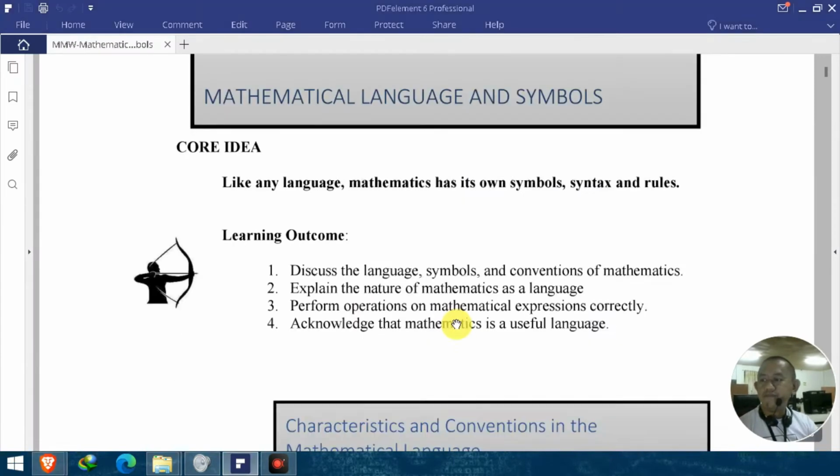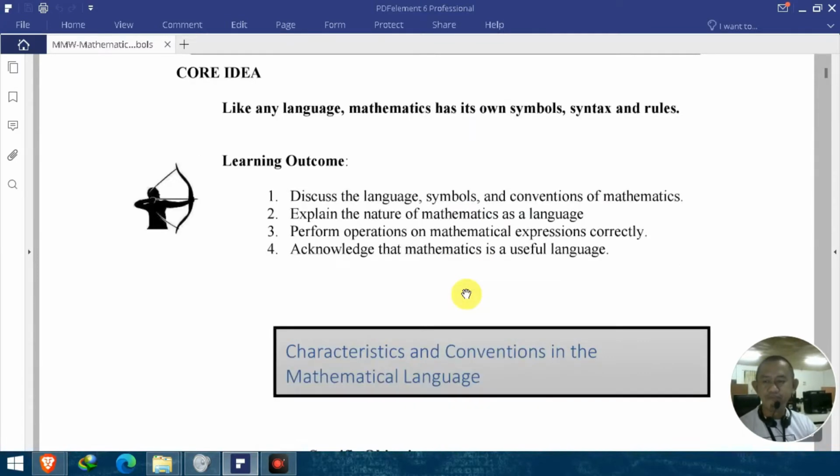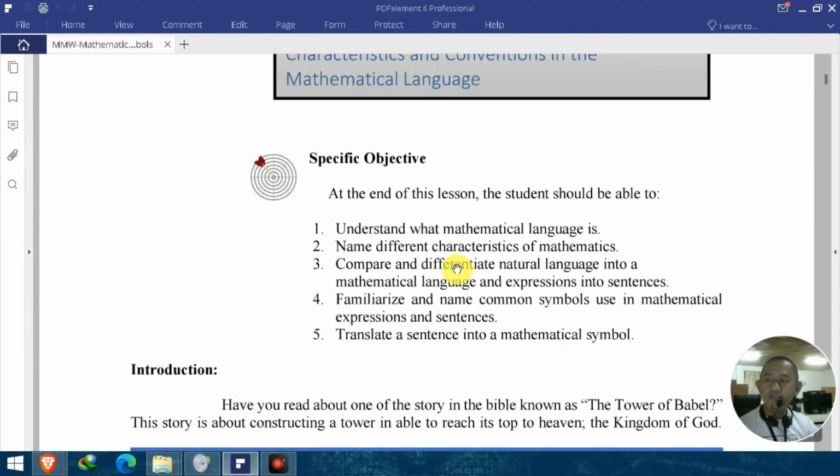Now, like any language, mathematics has its own symbols, syntax, and rules. Like in your English, there is grammar, and then there are rules, and then we have symbols.